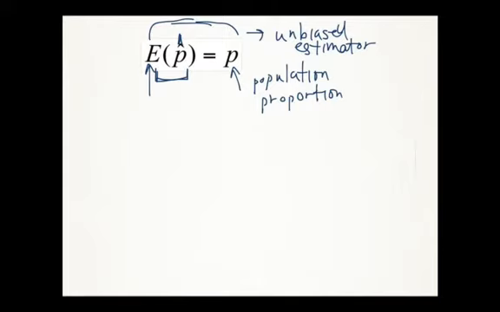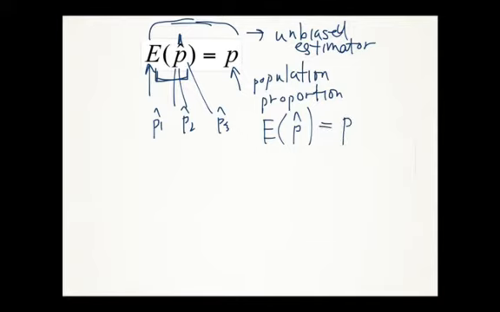That means if we kept getting different samples, we got one sample and then we got p hat 1. Then we got another sample of people and we got p hat 2. And then we got another sample and we got p hat 3. And then we took the average of these, which is to say the expected value of the p hats. That would be equal to the true population proportion. Okay? And then what is the estimate of the variance of the proportion?